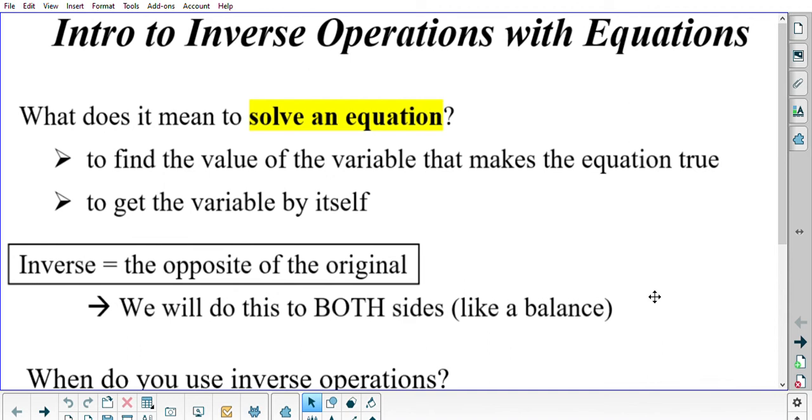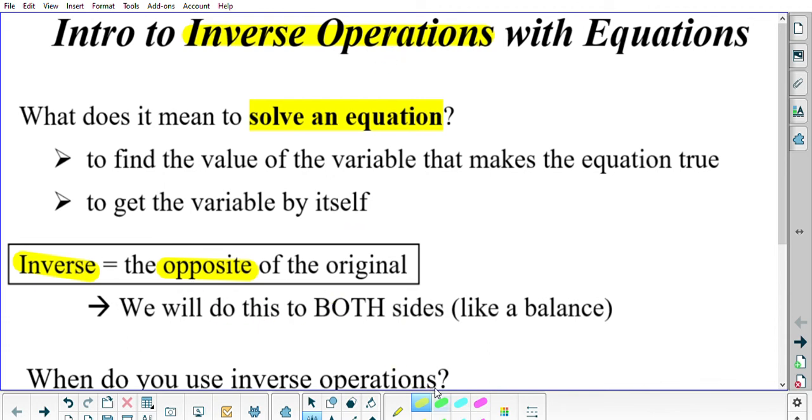Now, the way that we're going to solve equations is by using what the title suggests, and that is the idea called inverse operations. Now, what does that mean? Well, first of all, let's make sure we understand what the word inverse means. The word inverse means the opposite of the original. So the inverse of addition is subtraction. The inverse of subtraction is addition. The inverse of multiplication is division. The inverse of division is multiplication. This is what I mean by inverse operations. That word operation refers to, in math, addition, subtraction, multiplication, and division.